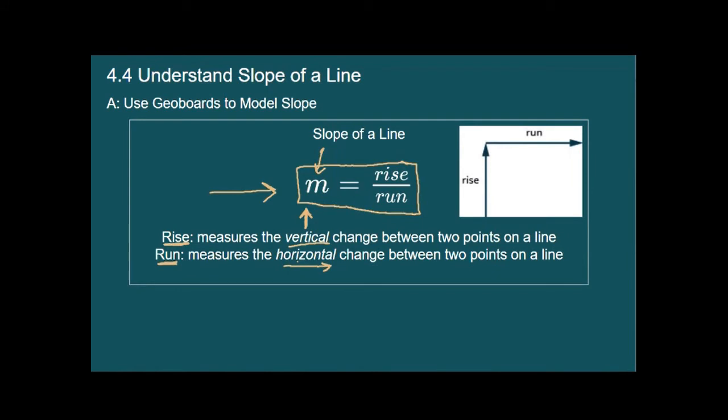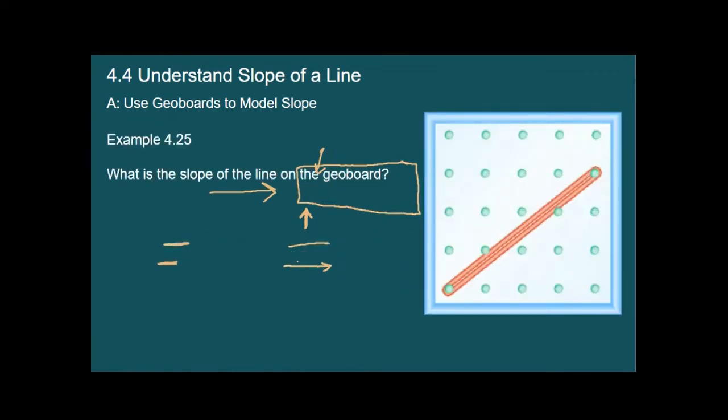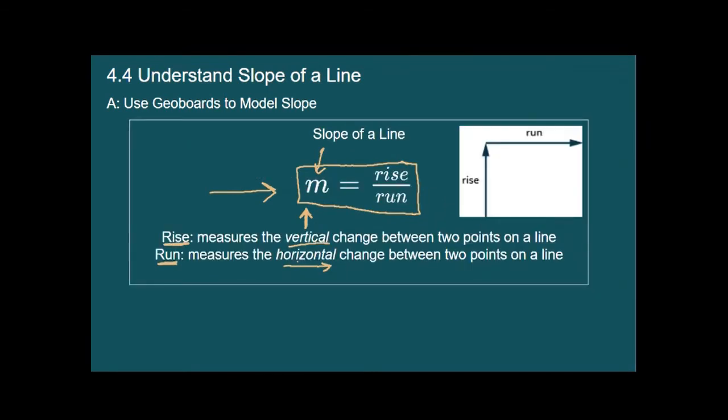So when we are looking at a line, oops, sorry guys, forgot to switch it to pen. Okay, so when we're looking at a line, if our line goes like this, from one point on the line to another point on the line, we can measure the rise, the vertical change, and the horizontal change, and then we can put that into our slope formula.